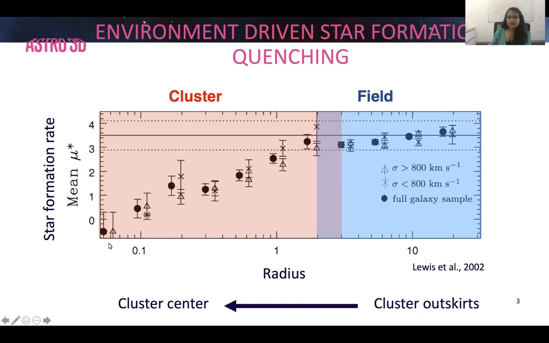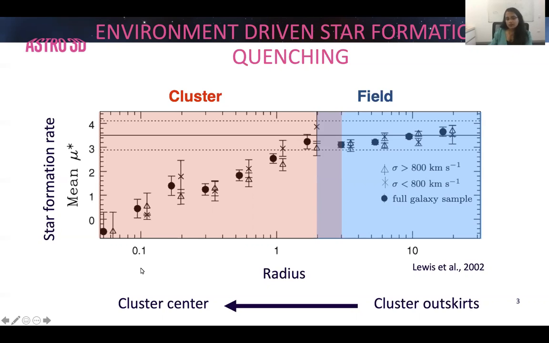The left-hand side of this plot is the centers of the galaxy clusters where the density is really high. You can see that there is a gradual linear decline in the average star formation rates of the galaxies as we go from the outskirts of the galaxy clusters to the center. Basically, there's very little star formation happening in the center.